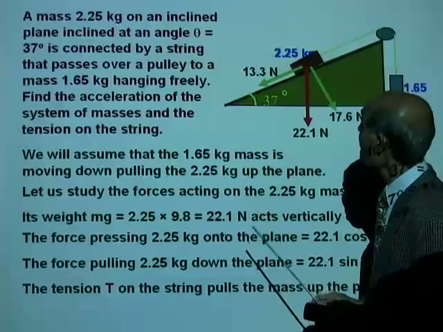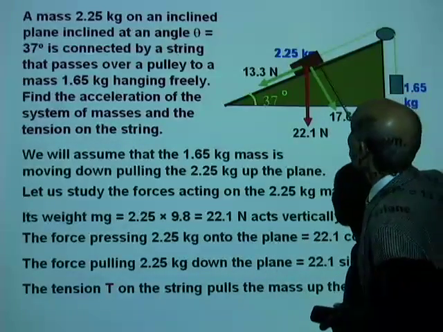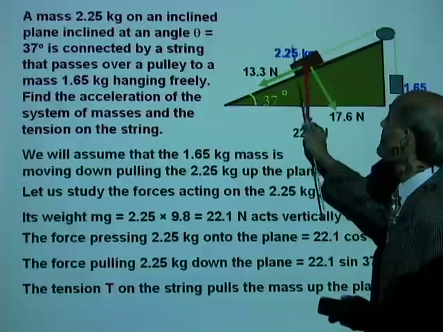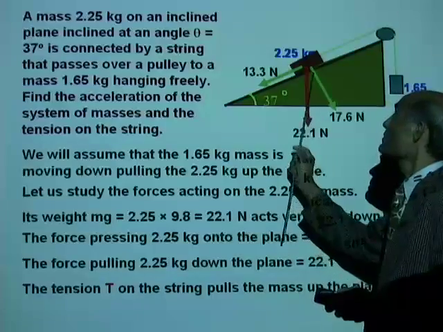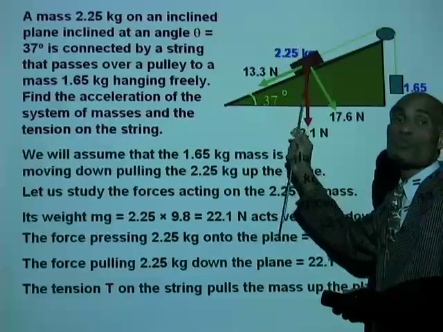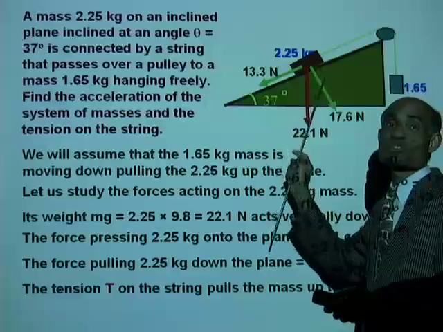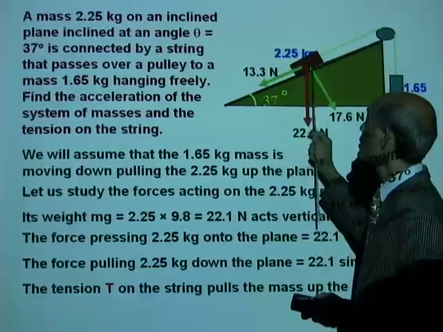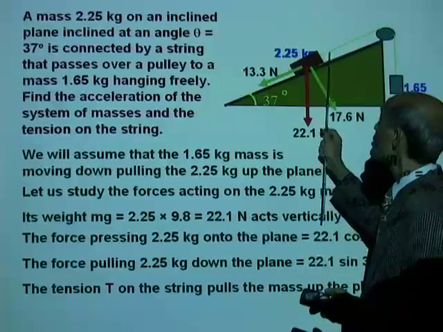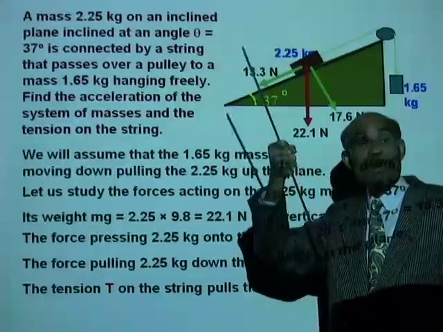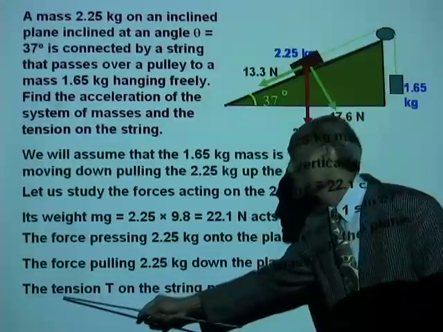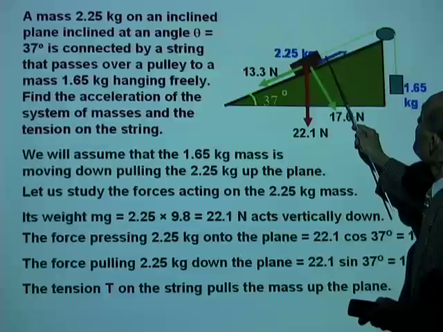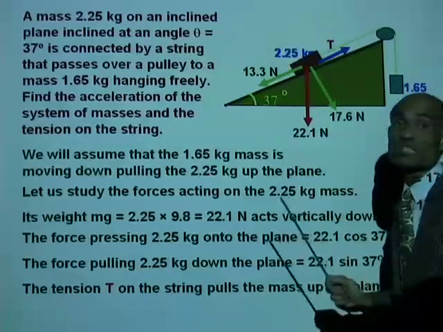Alright, what is the other force? Well, there is a force applied by the plane at right angles, and you can see that will cancel with this force. So you don't need to worry about the forces that are at right angles. What is the other force acting on this? There is a tension on this string which is pulling the box up. So the tension T on the string pulls the mass up the plane.